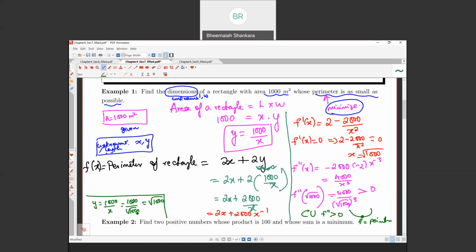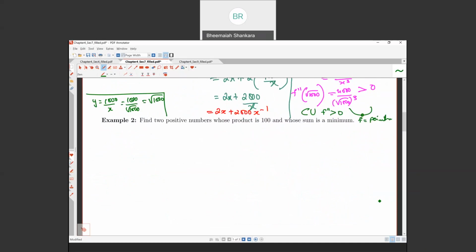In the next example, find the two positive numbers whose product is 100 and whose sum is minimum. Let the numbers be x and y, and you understand that these two numbers are positive numbers. That's our assumption. So the product of the numbers can be written as x times y equal to 100, and the sum is minimized. The sum of the numbers is x plus y, and you are trying to minimize this function. So first you write all the given quantities in step 1.